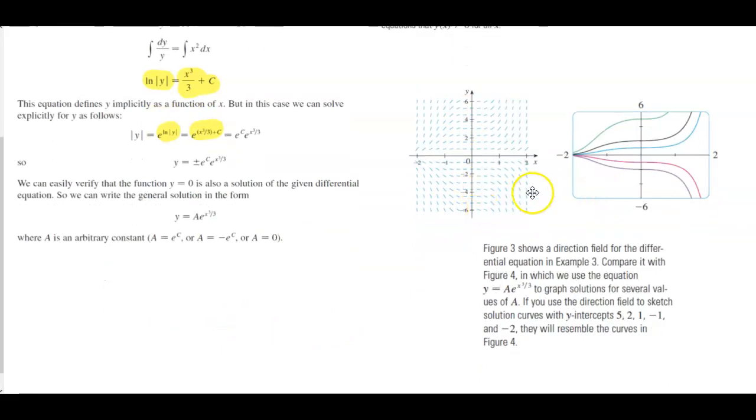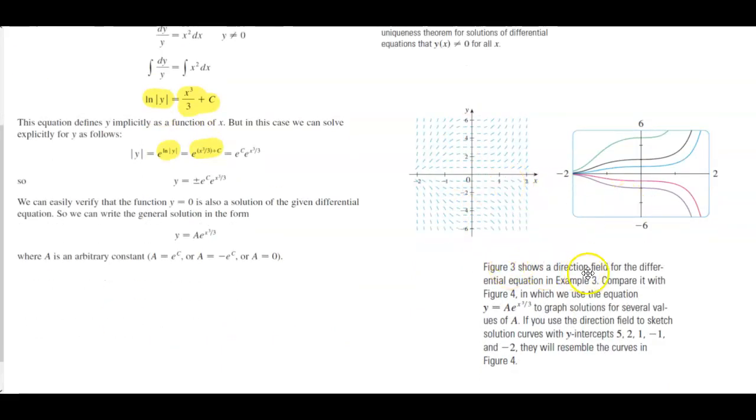Now if we take a look at figure 3, figure 3 shows a direction field for the differential equation in this example. And you can compare it to figure 4, in which we use the equation y equals a e to the x cubed over 3 to graph solutions for several values of a. So if you use the direction field to sketch solution curves with y-intercepts 5, 2, 1, -1, and -2, they will then resemble the curves found in figure 4.